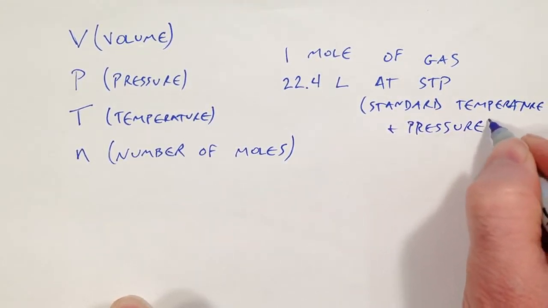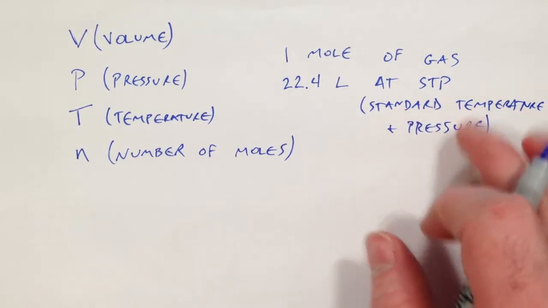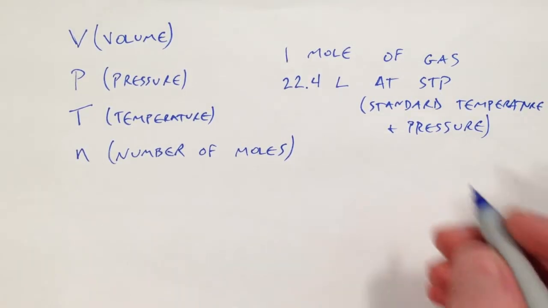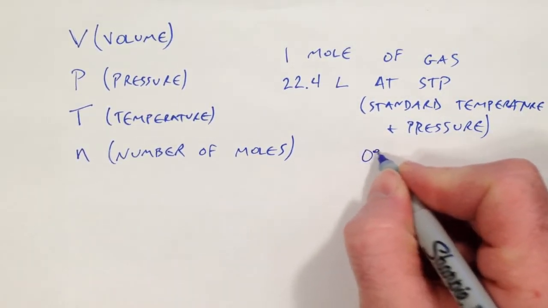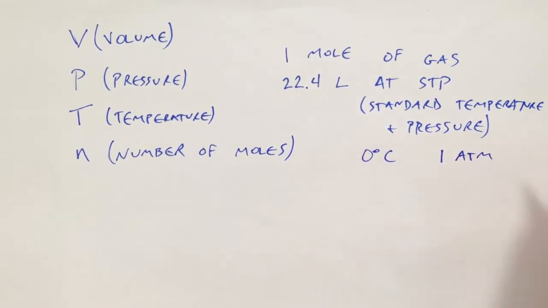I was afraid I was going to run off the edge of the frame. So standard temperature and pressure is STP. What is standard temperature and pressure? Well, the temperature would be 0 degrees Celsius and the pressure would be 1 atmosphere. In other words, just a cold winter day.